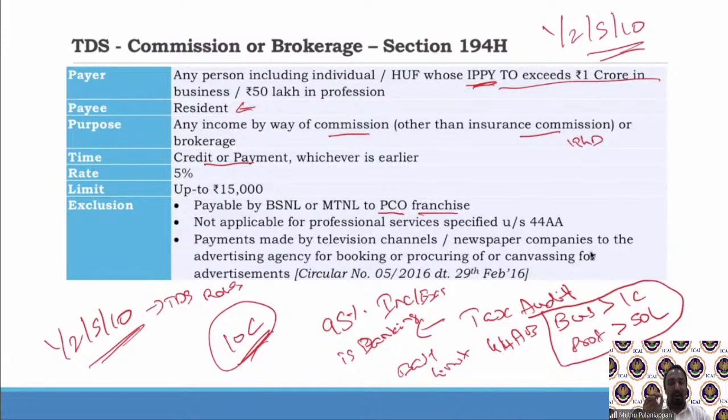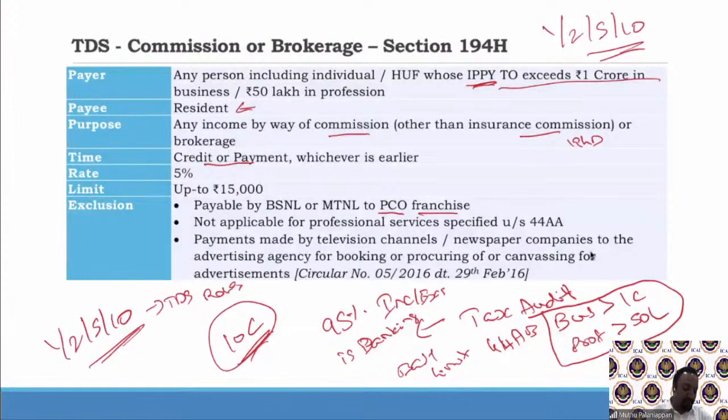So BSNL or MTNL paying to this so-called PCO booth existed long before. For such a booth, whatever is being paid by BSNL and MTNL, in case there is a PCO booth at this point in time and they're receiving a commission fee from BSNL or MTNL, it is not tax deductible. So that is an old business. If it exists today, it is not tax deductible.